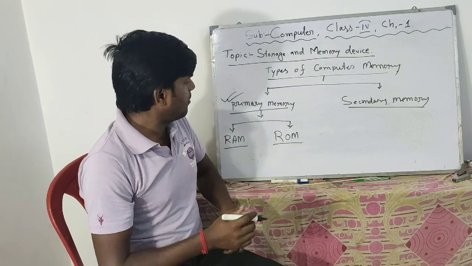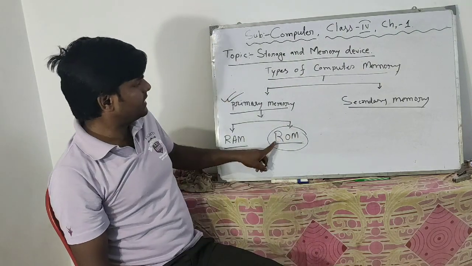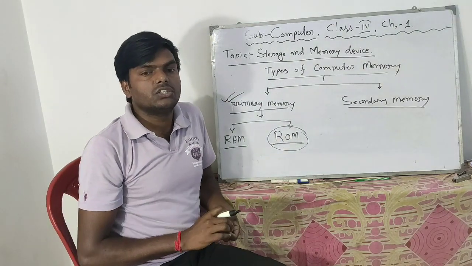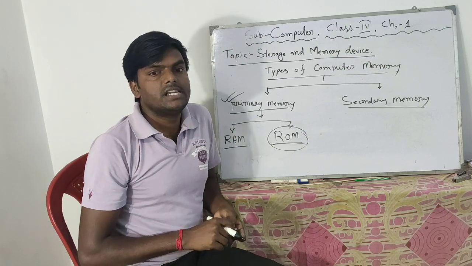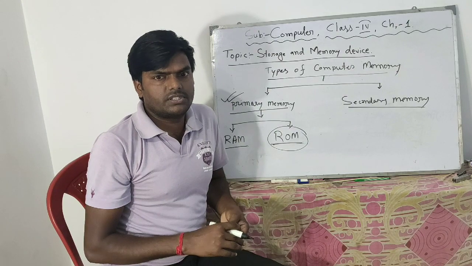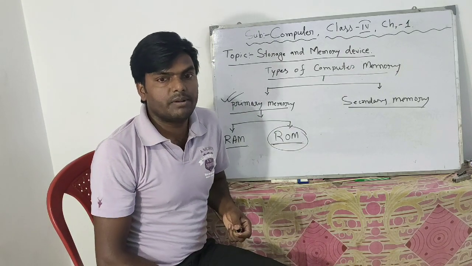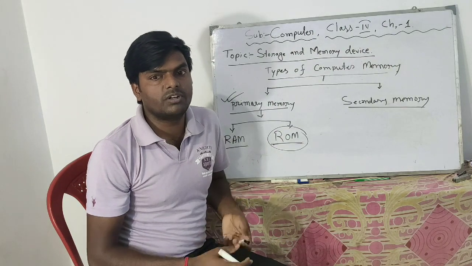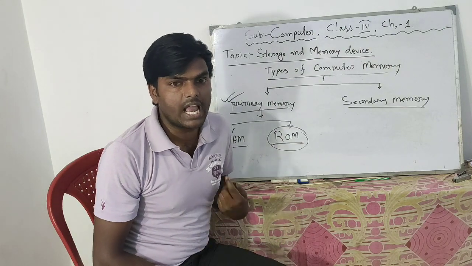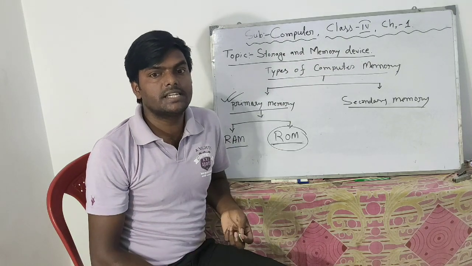Clear? And ROM also has different types. So the types of ROM, what are they? There are different types of read-only memory. Okay, PROM. PROM means what? Programmable read-only memory. What is programmable? Once the data or program is written, it cannot be changed. That is PROM.